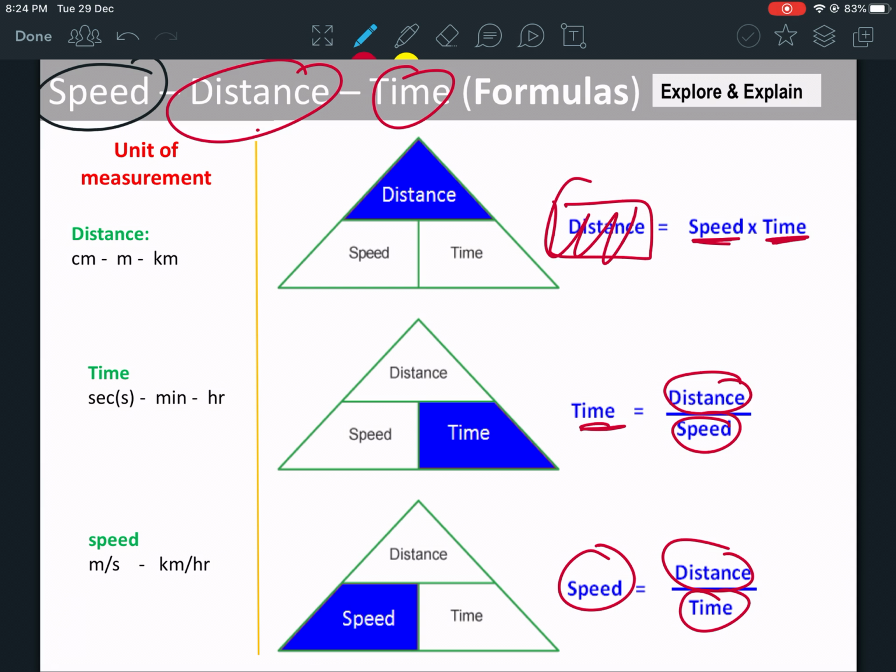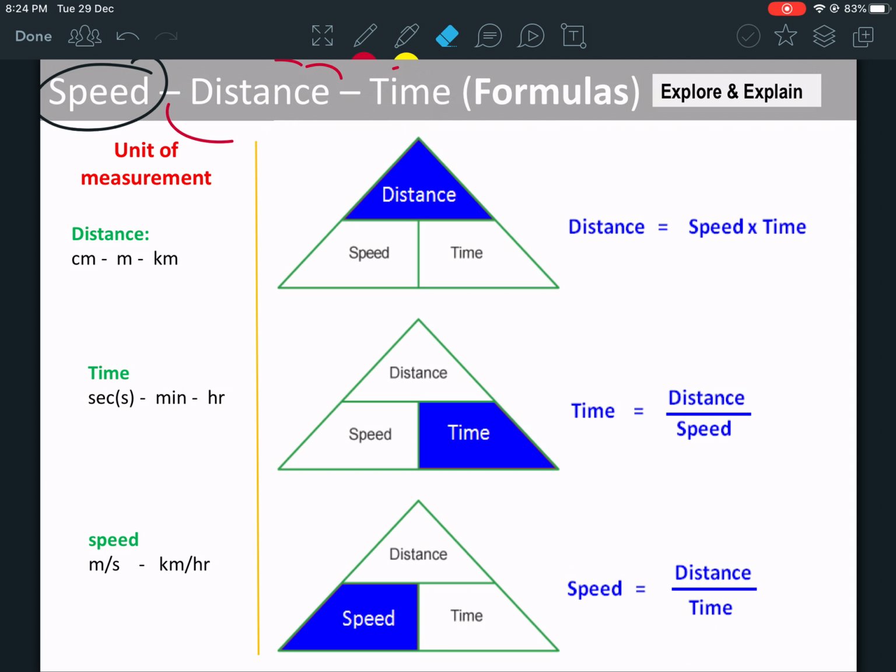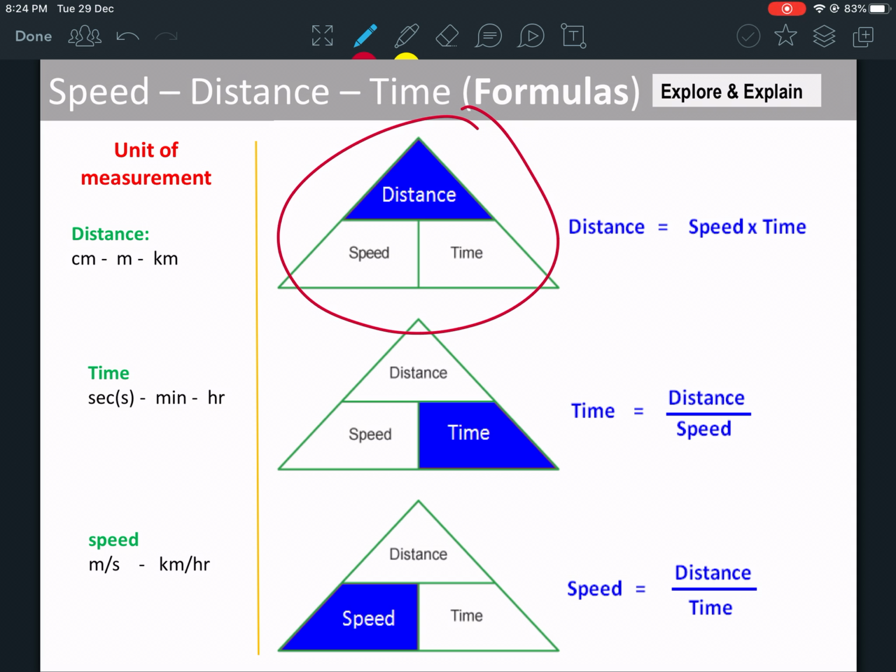You just have to know these formulas, and it's easy for you to know them if you know this whole triangle way of finding the formula. So if the distance is up here, these two would be multiplied. If you want to find time, these two would be divided by each other. If you want to find speed, these two would be divided by each other. So if you know how to navigate this, it's easy for you to be able to figure out the formulas anytime you need them. We're going to see several examples.